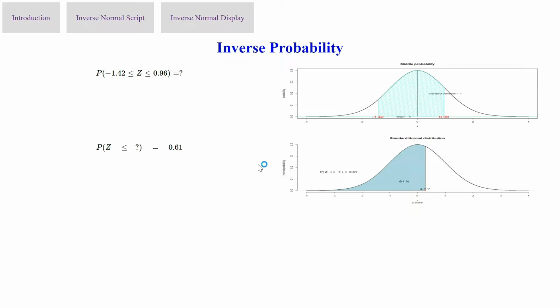Today, we shall discuss inverse probability with a focus on the same area property but in the reverse order. That is, given the probability, we shall try to estimate the value of the corresponding random variable along the horizontal axis. That is, this probability is given. We shall try to find out this value, a random variable on the horizontal axis of the normal curve.